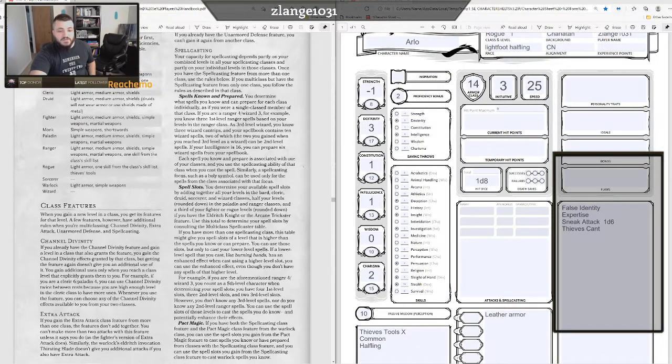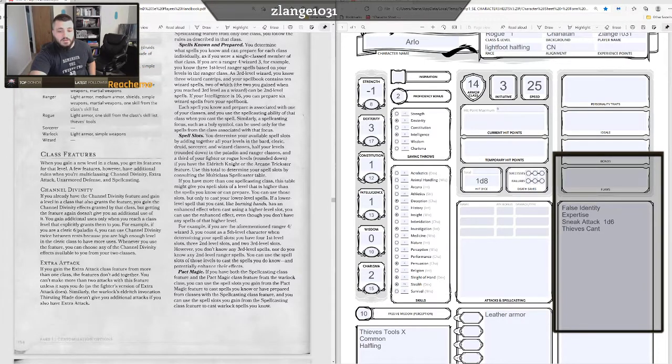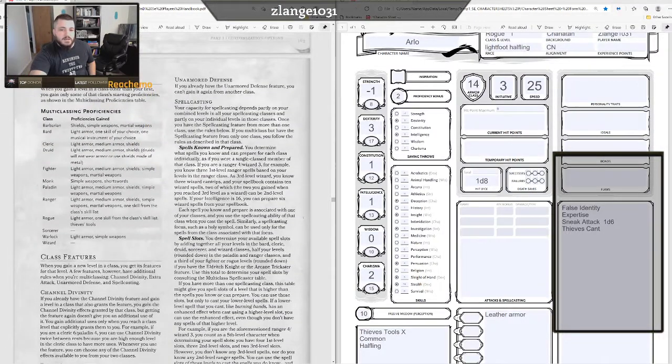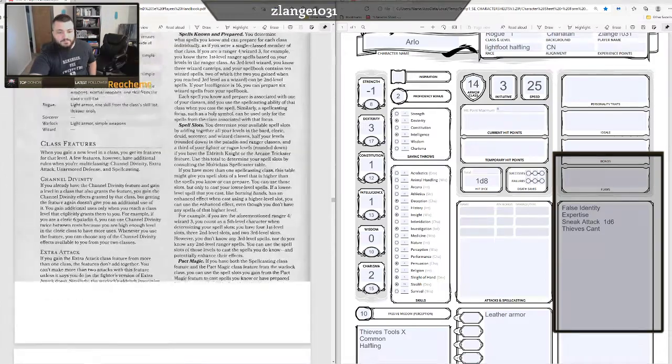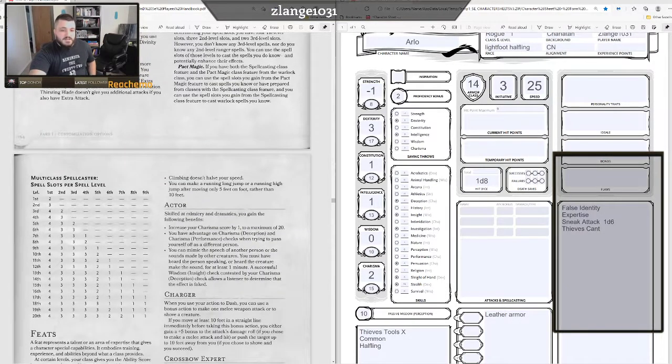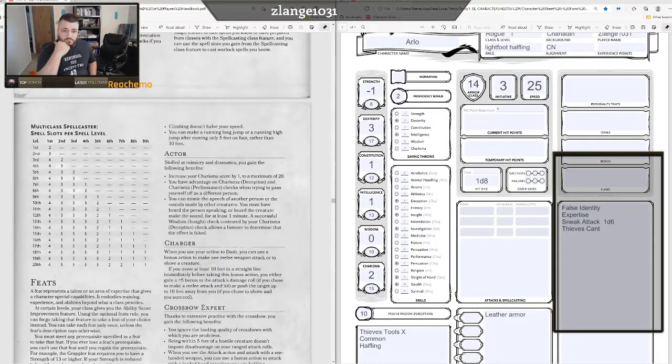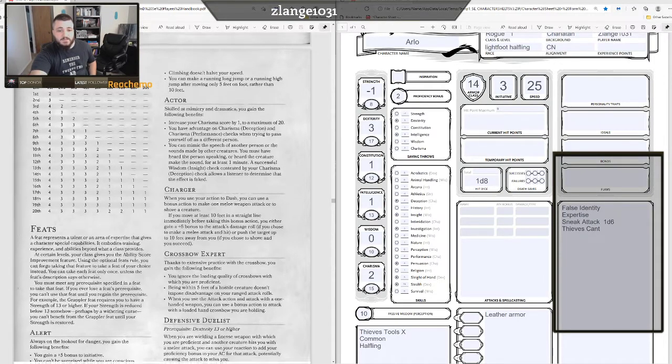This is talking about class features that don't stack. Unarmored defenses, if multiple classes have an unarmored defense, like Barbarian and Monk, they don't stack. You only get it once. Extra attacks don't stack. This is how your spell slots work for multi-classing.